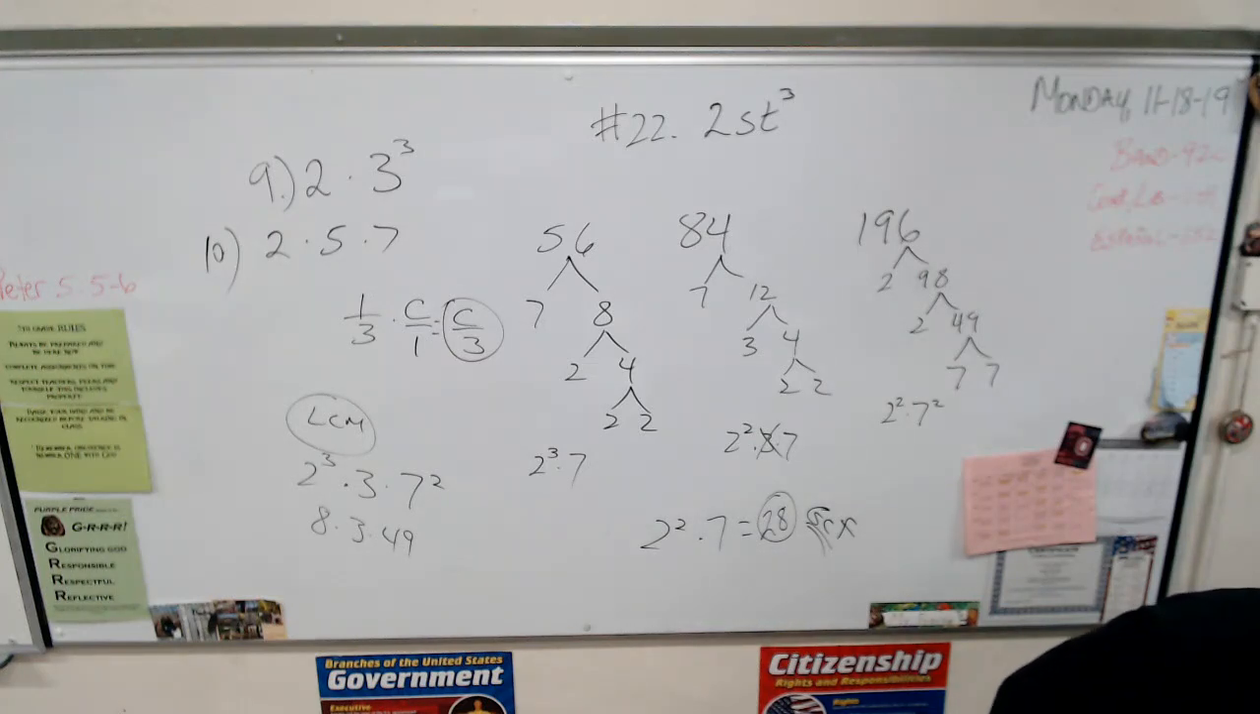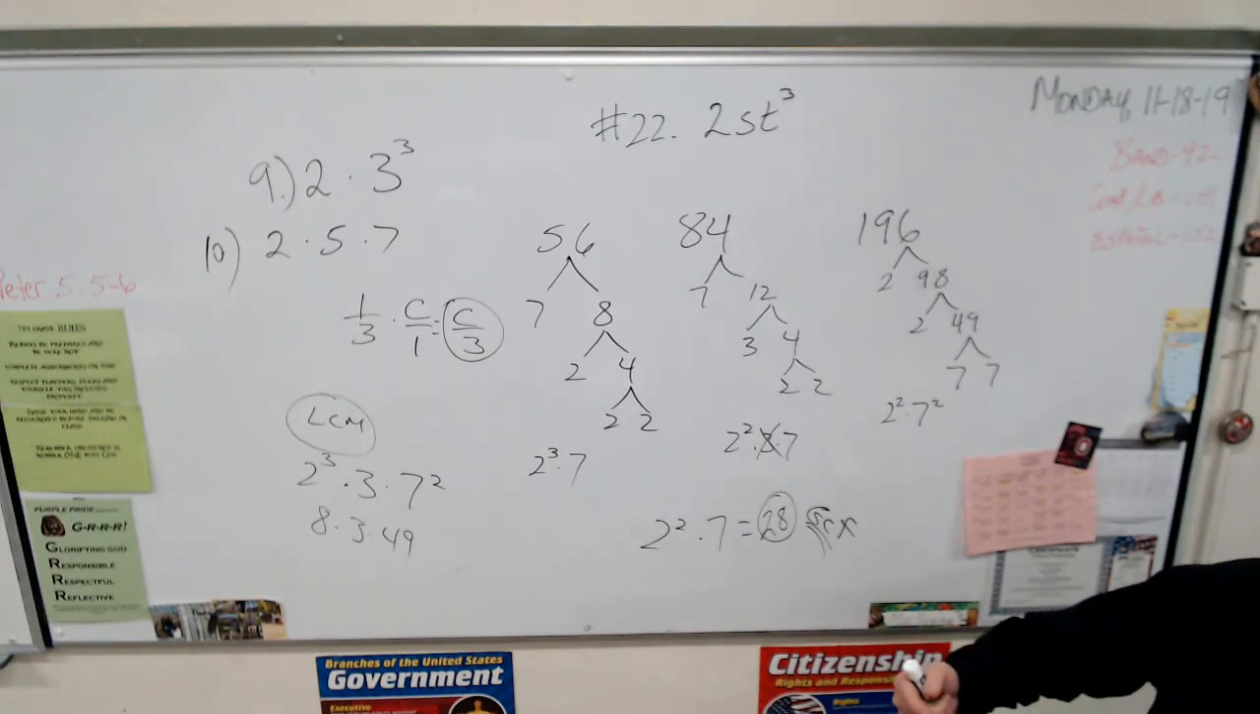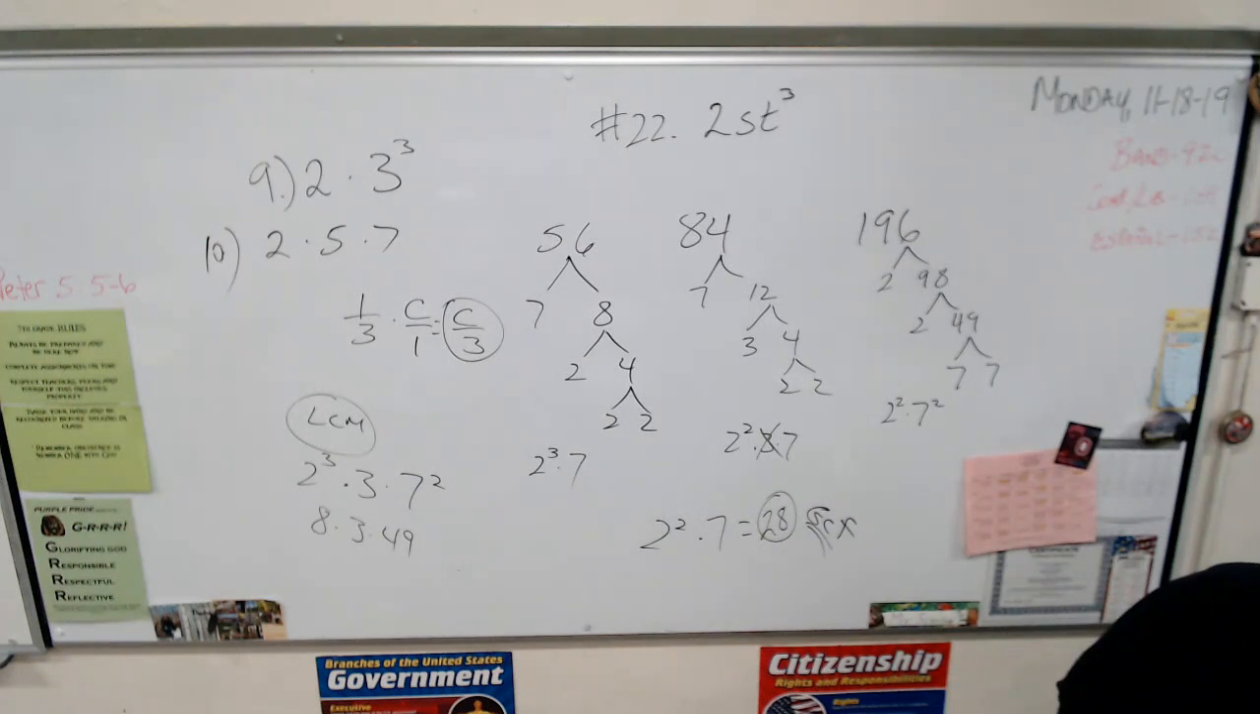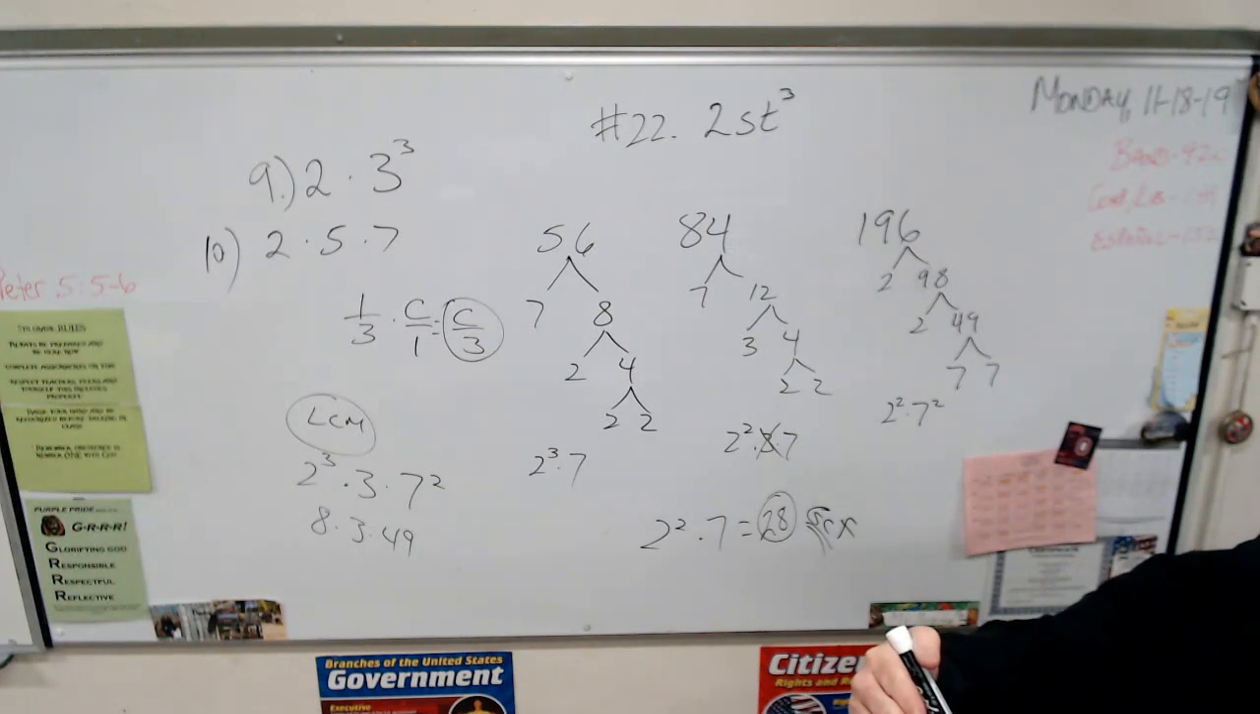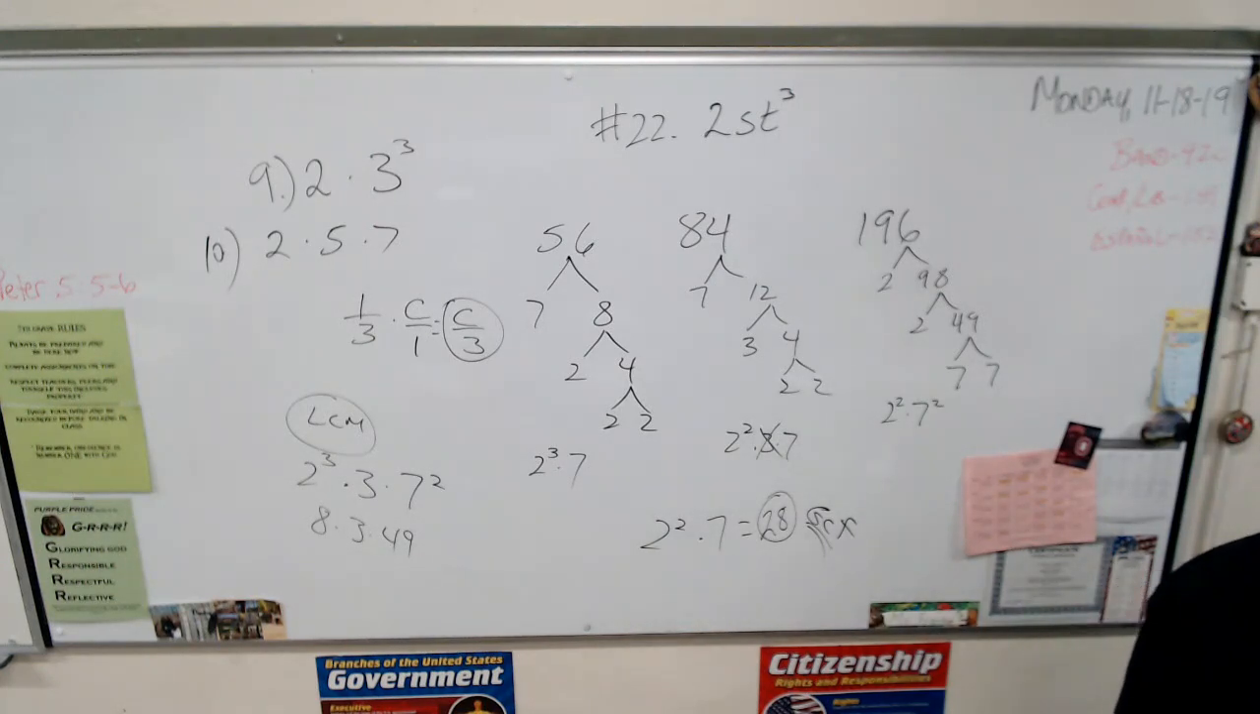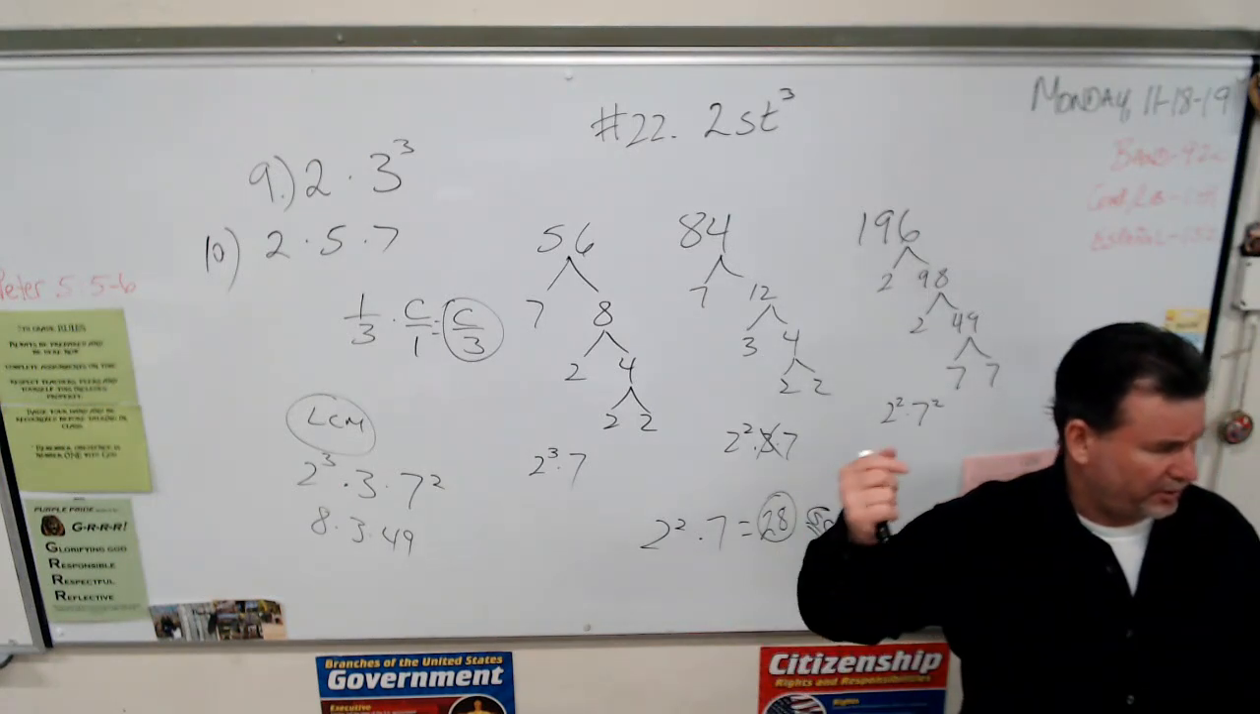Number 28, negative 3BC over 4. Look, just look at the numbers. 9 over 12 is 3/4. The A's cancel each other out, and you're left with BC on top.